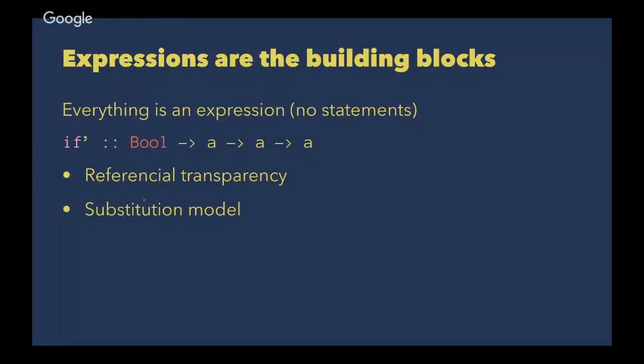Like I said, we don't have loops, we don't have control flow. Even branching, we don't have it. It's also an expression. Okay, so first thing is, what is an expression? An expression is everything that can be reduced to a value.